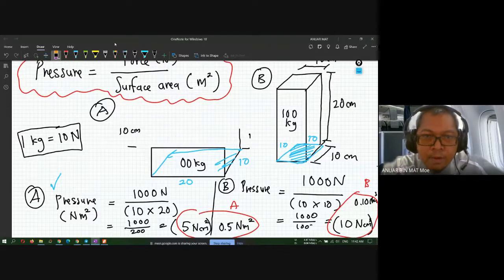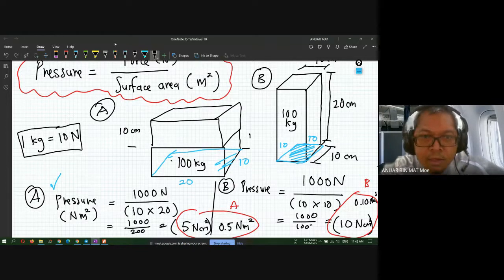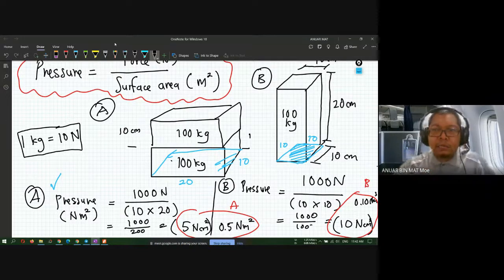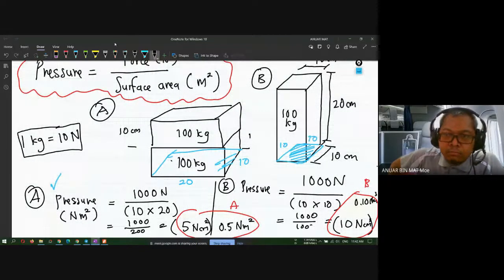For example, you take another same block over here. You put it at the top. This is 100 kilo. This is also 100 kilo. So now what happened to the pressure? Equal or different between A and B? Equal. Yes, it will be equal. That's all.